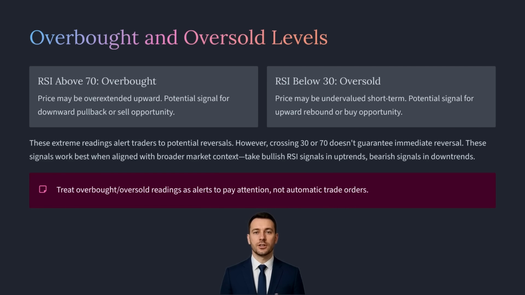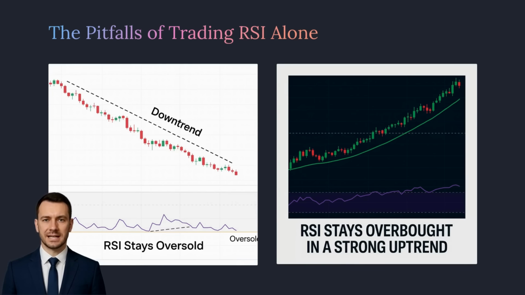However, it's critical to note that RSI crossing 30 or 70 is not a guarantee of an immediate reversal. These signals work best when aligned with the broader market context, e.g., taking bullish RSI signals in uptrends, bearish signals in downtrends. Beginner traders should treat overbought, oversold readings as alerts to pay attention, not automatic trade orders. Many newbies make the mistake of trading solely off RSI hitting overbought or oversold levels.